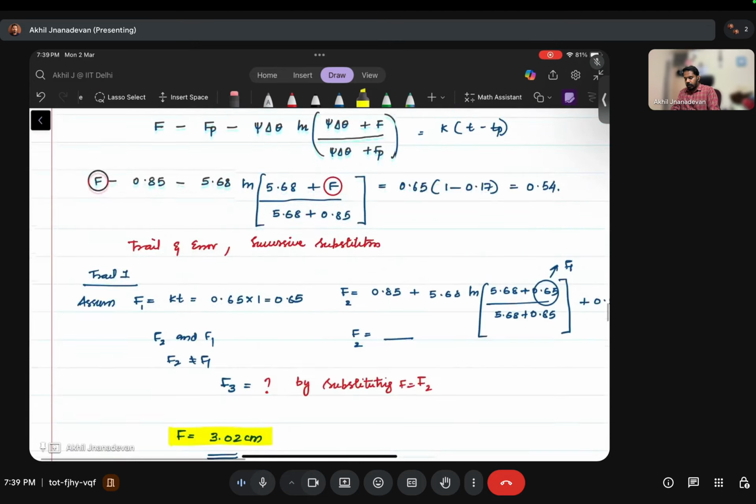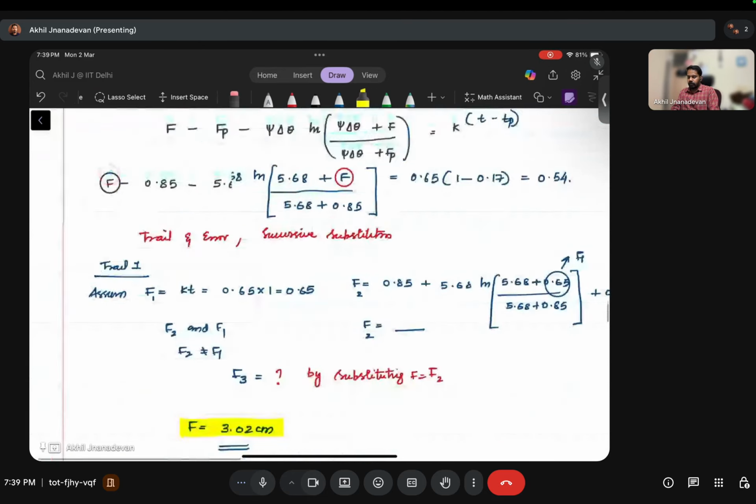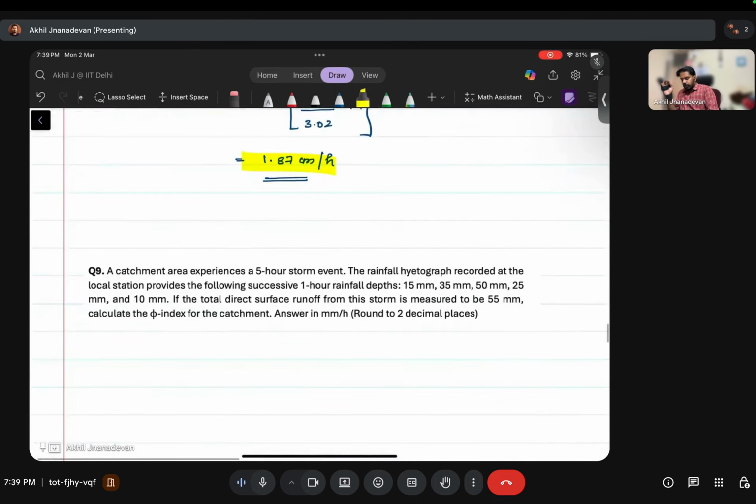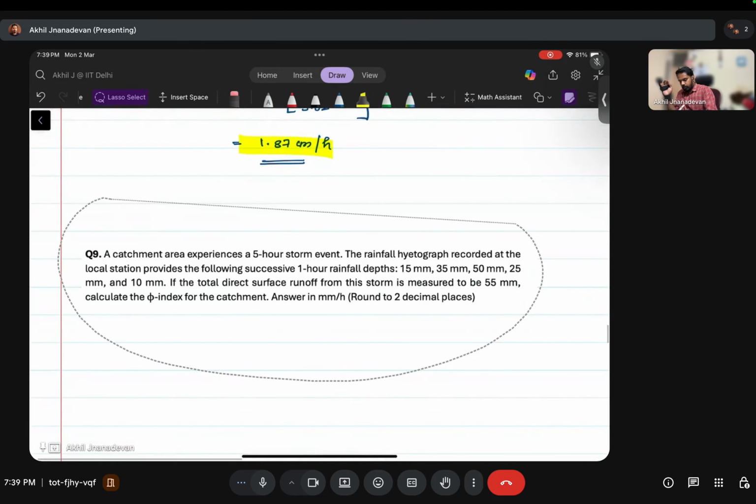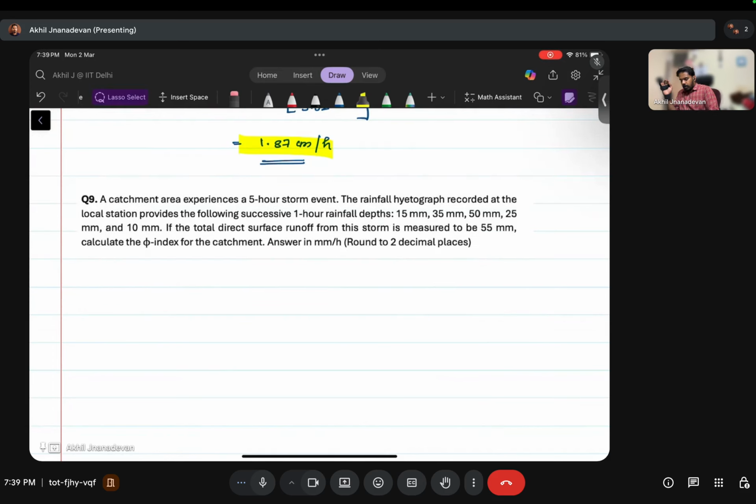Okay, so we can move to the next question. A catchment is experiencing a 5-hour storm. The rainfall hydrograph is recorded at a local station, providing successive depths at 1 hour intervals. The five values are given. If the direct runoff from the storm is measured to be 55 mm, so the storm has occurred, and at the outlet point the runoff has been measured as 55 mm. Calculate the phi index for the catchment.